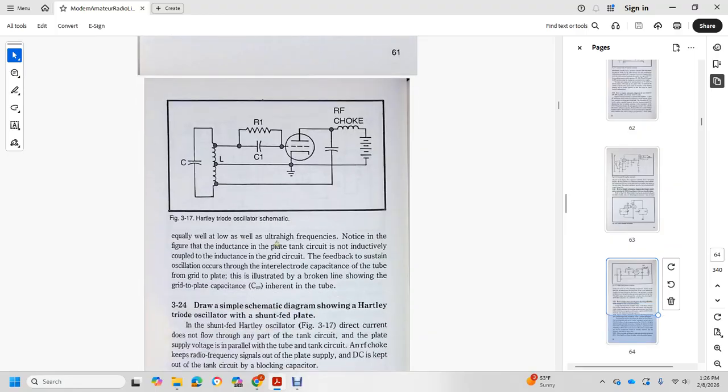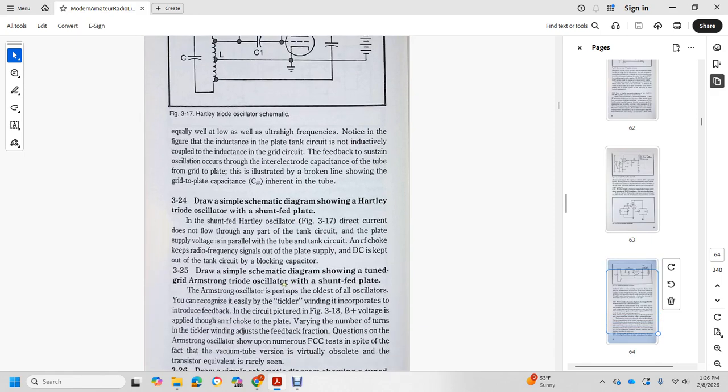Notice in the figure the inductive plate tank circuit is coupled with the inductive grid circuit. With this feedback situation, oscillation occurs through the inter-electrode capacity of the tube from grid to plate, illustrated with a broken line showing the grid-to-plate capacity in the tube.